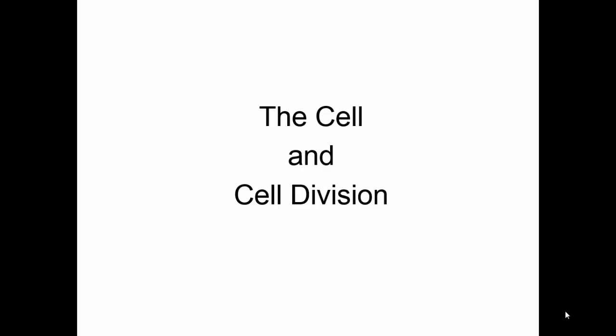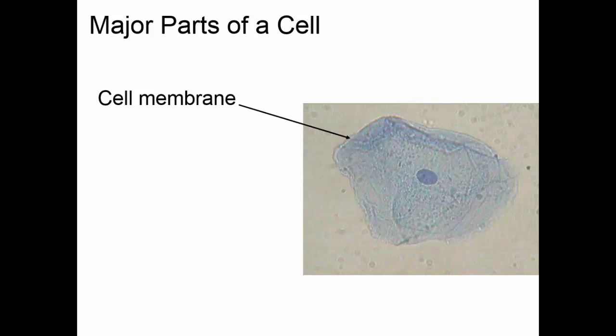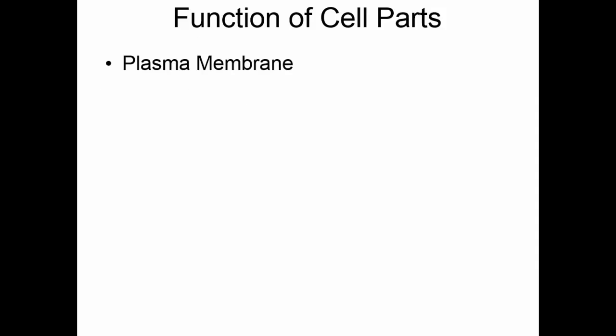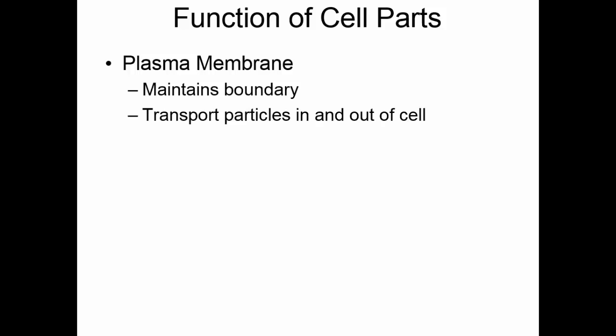The cell is the smallest unit of life, so we're going to look at the cell and how it divides. There are three major parts of a cell. We have the cell membrane, we have the nucleus, and the cytoplasm. The plasma membrane, or the cell membrane, maintains the boundary. You'll remember that life forms have to be able to maintain a boundary. It also helps transport materials in and out of the cell.